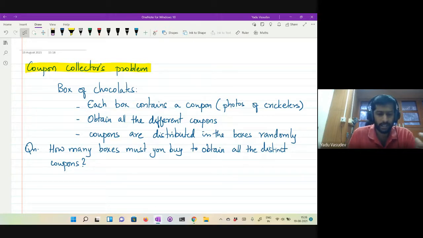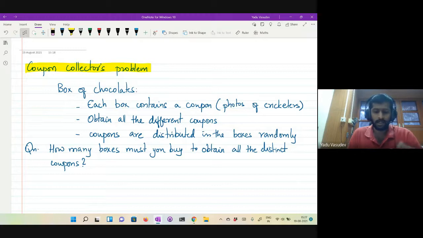So this is an example of a more general paradigm known as the balls and bins paradigm, where you have n balls and m bins, and if you throw balls randomly into bins, you want to ask questions like what is the probability that there will be an empty bin, what is the probability that every bin will contain a ball, and so on and so forth, right? Those are the sort of questions that you're interested in answering. And the coupon collector problem is one special case of the more general balls and bins paradigm.